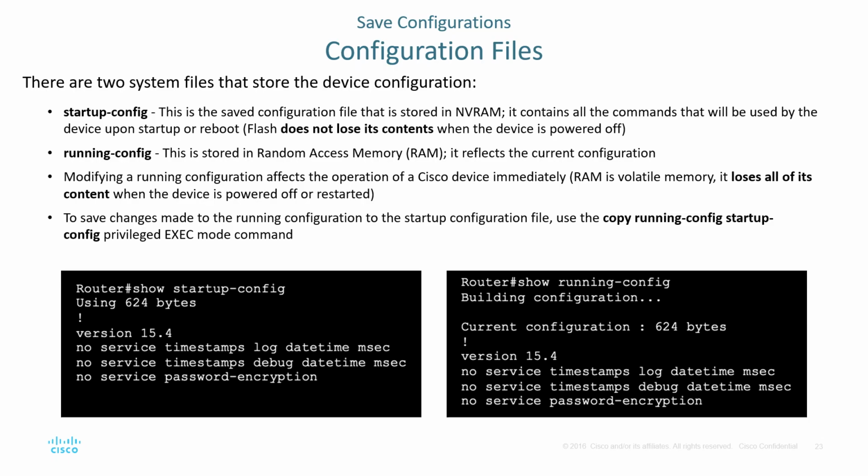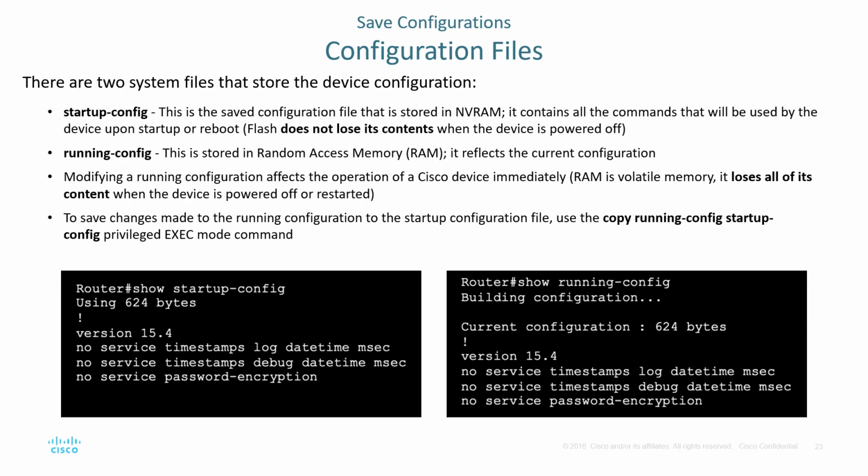Now your running configuration, this is stored in random access memory. So this is live time, it's what you're doing right now. It reflects the current configuration. Random access memory is not saved. So if you lose power, if something happens, anything you've done, unless you have saved it, is gone. Modifying a running configuration affects the operation of a Cisco device immediately. RAM is volatile memory. It loses all of its content when the device is powered off or restarted. So NVRAM non-volatile, RAM volatile.